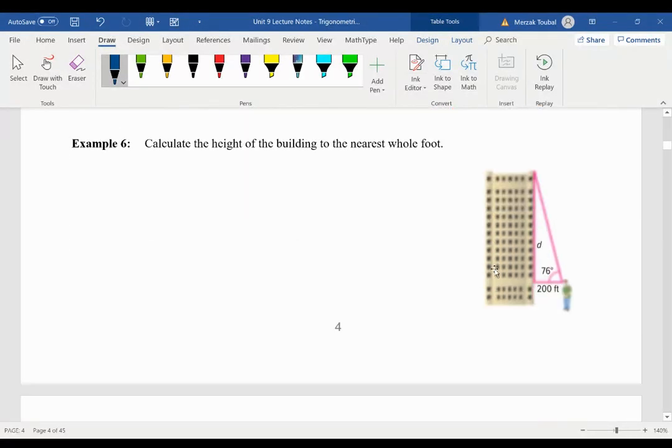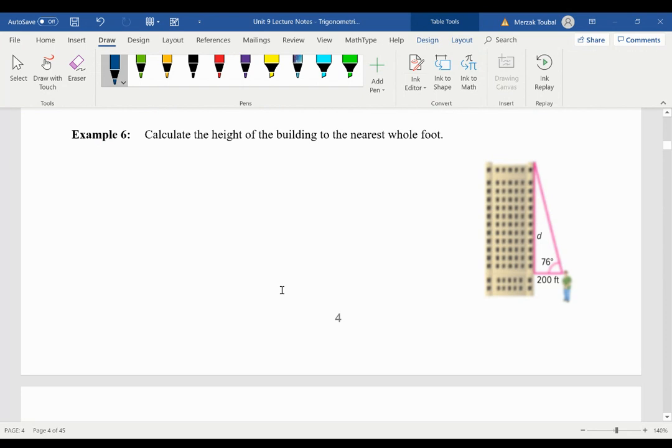Next, example 6. The question says calculate the height of the building to the nearest whole foot. So here's the building that you see over here. We need to find the height of the building, which is D.